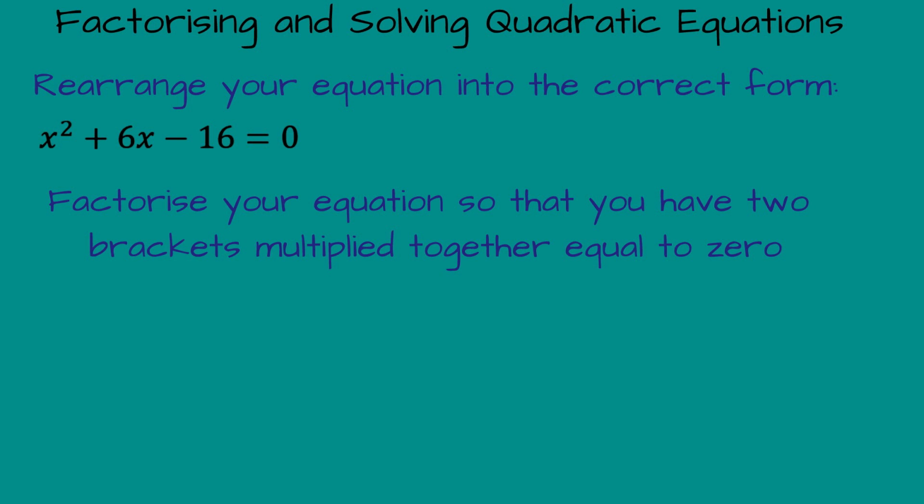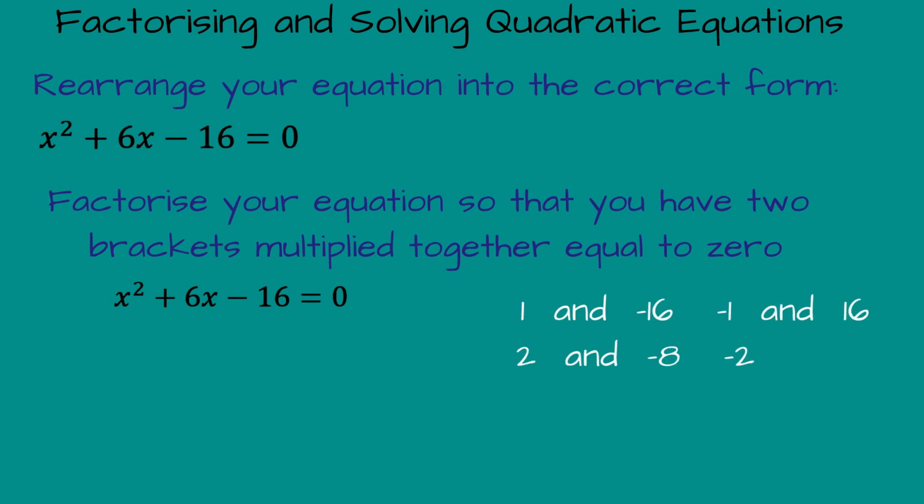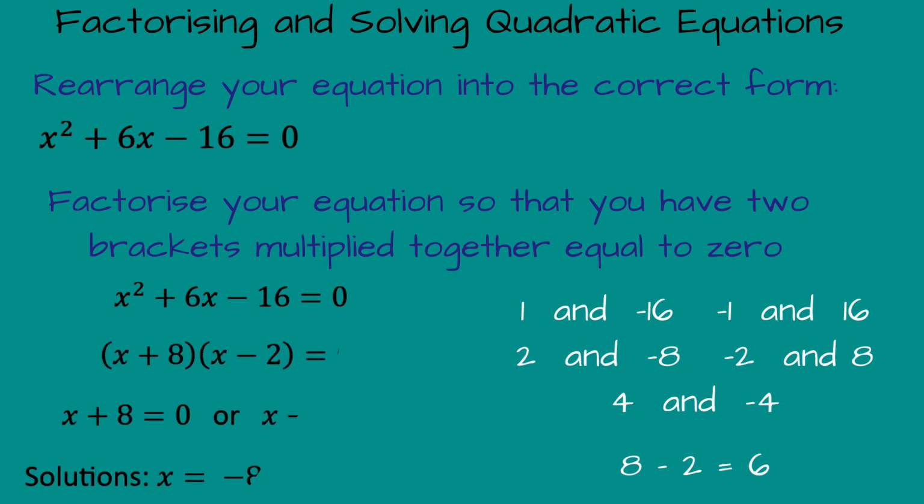Looking at the quadratic on the board, we need to look for one positive and one negative number that multiply to -16 and add to 6, as the number in the quadratic is -16 and the x-term coefficient is 6. Numbers that multiply to -16 are 1 and -16, -1 and 16, 2 and -8, -2 and 8, and 4 and -4. As 8 minus 2 equals 6, the equation factorizes to (x + 8)(x - 2).